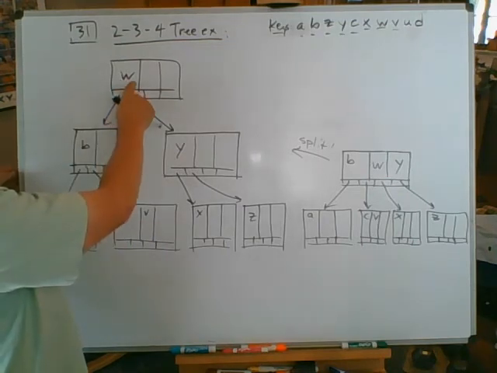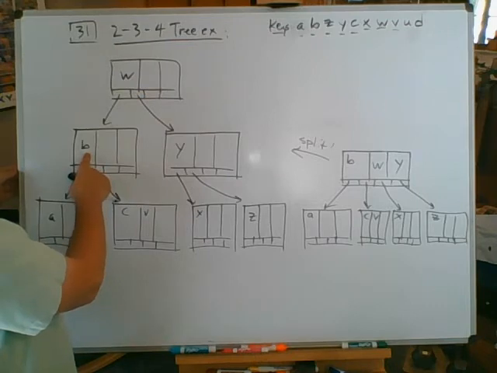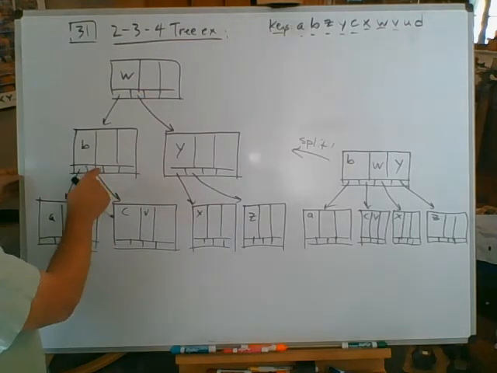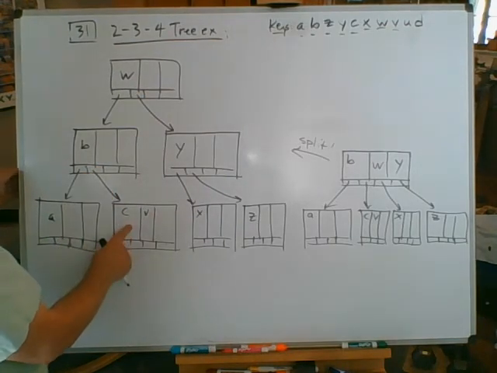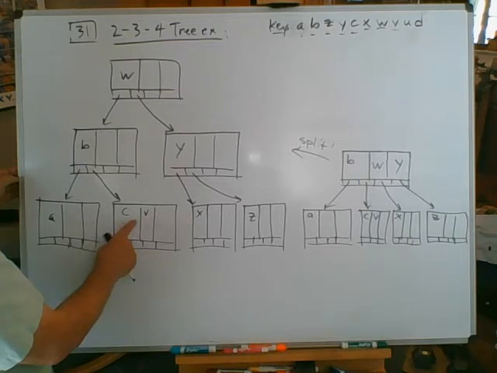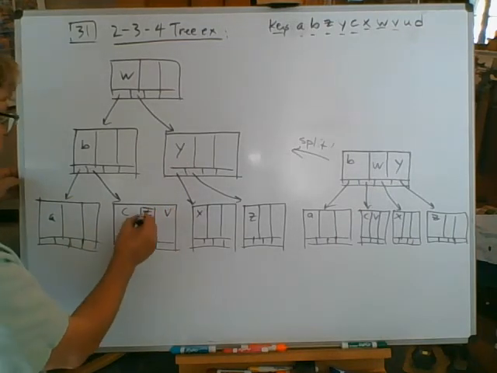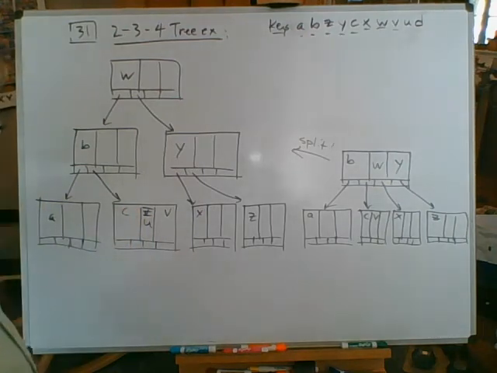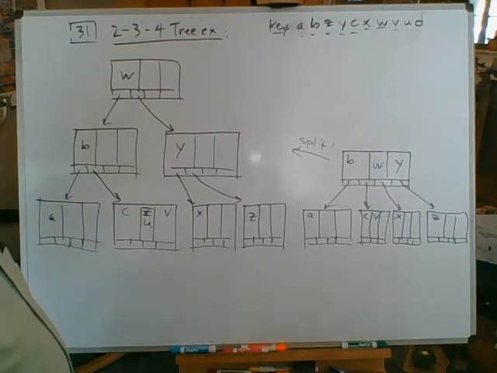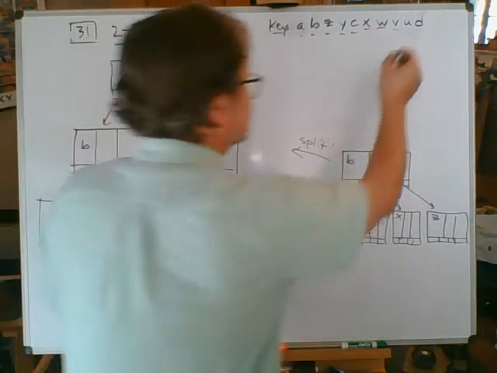U is less than W, so come this direction. U is greater than B. We look and see if there is something to follow here. Yes, there is. Is it full? No, it's not full. So what? U is greater than C, U, V. It's less than V. Move over V and U. Like so. C, U, V. U, V, W. Yeah, that's the right order.